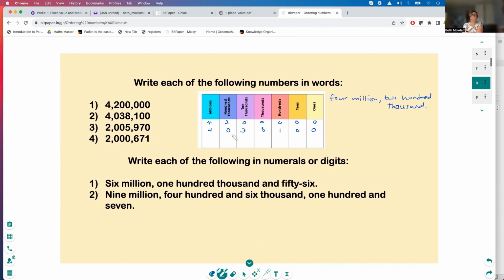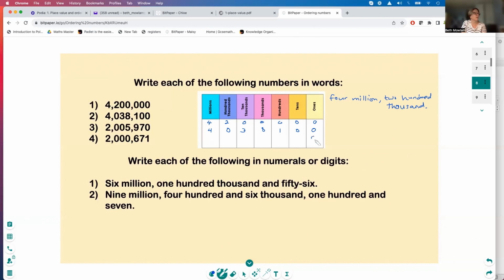spelling. And so if I was to read this, I've got 4 million, no 100,000s, but I do have 38,100. So I've got 4,038,100. So 4,038,100. I won't write it. But you write it the same way as you say it, literally the same way as you say it.